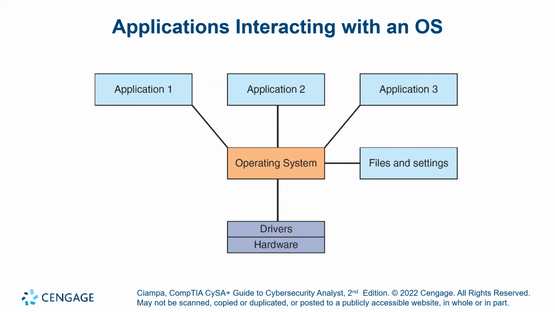Applications interacting with an operating system. Okay, so you've got application 1, 2, 3, operating system, files and settings, and then you see down here on the bottom that the operating system is the only thing that's actually working with the drivers and the hardware.